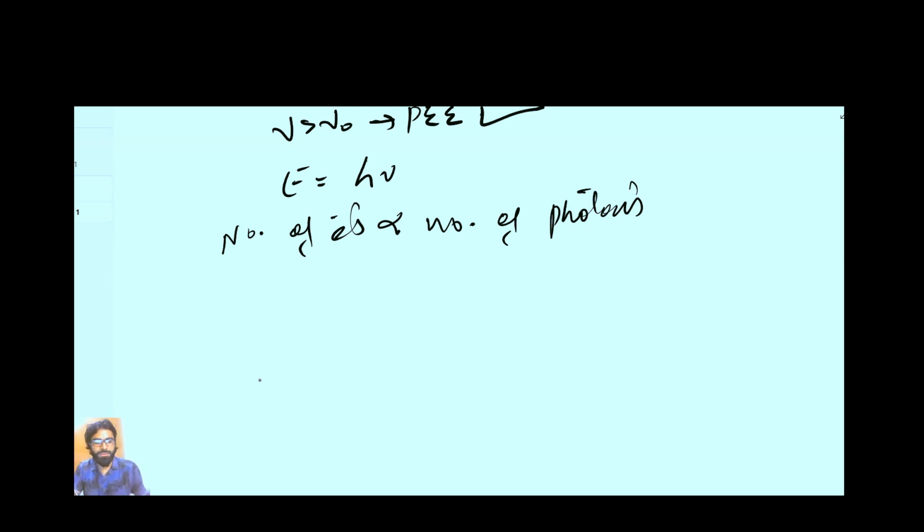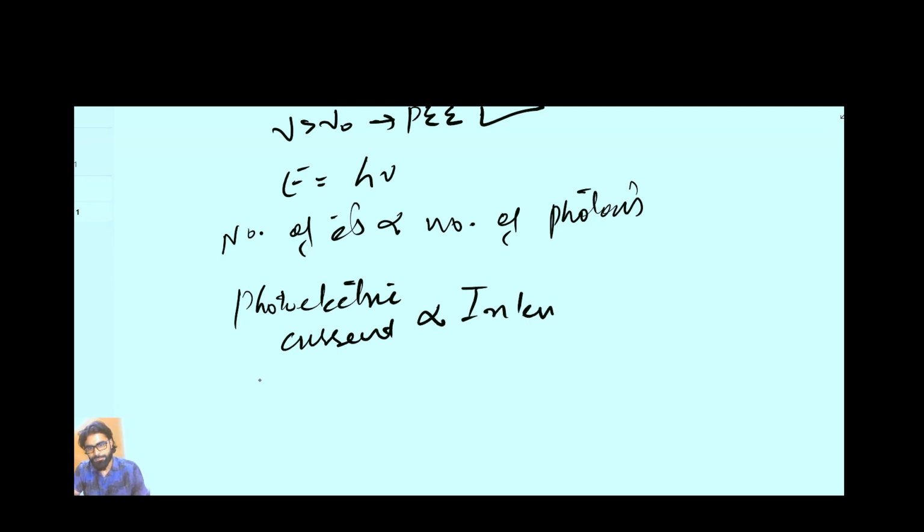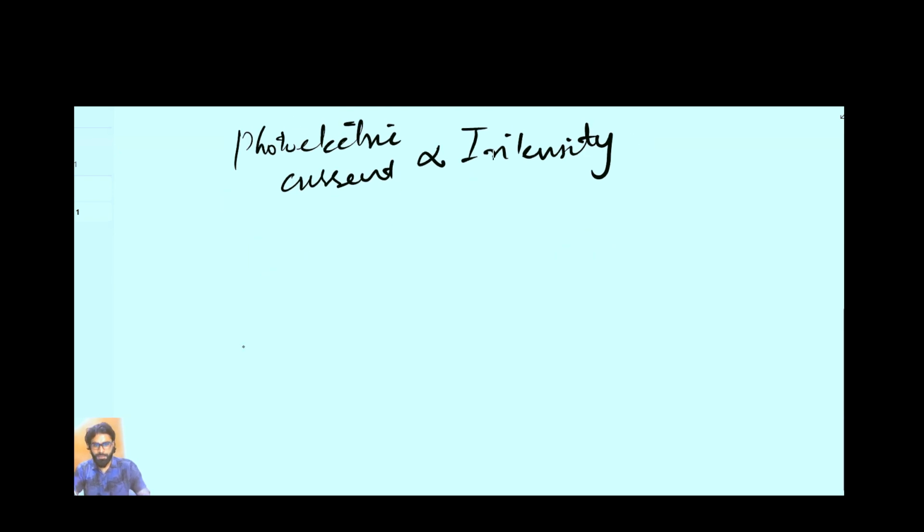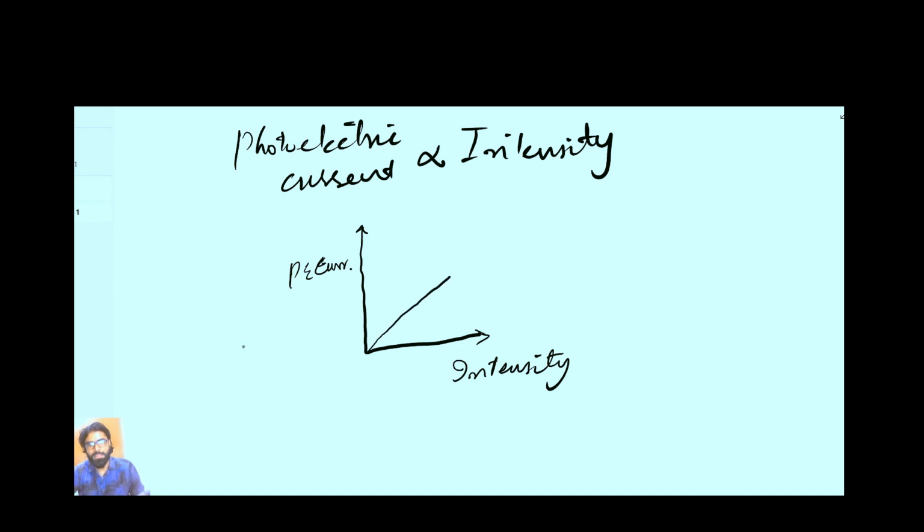So here, the number of electrons being emitted, that is the photoelectric current, is directly proportional to the intensity of the light radiation. If we see this graphically, if we put the horizontal line as intensity and the vertical line as photoelectric current, there will be a linear graph.